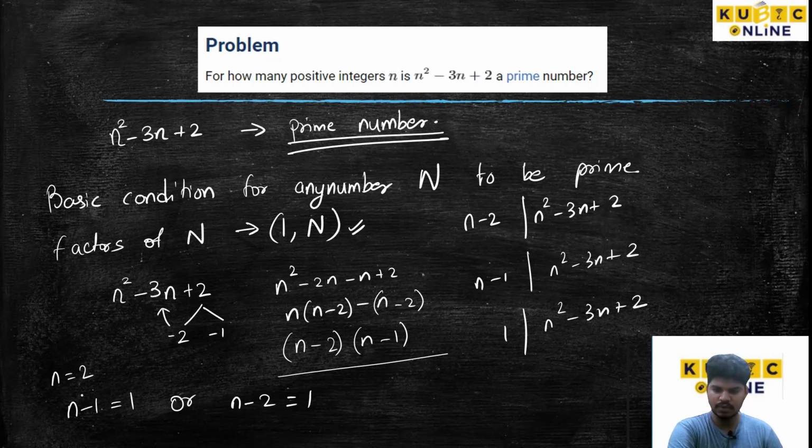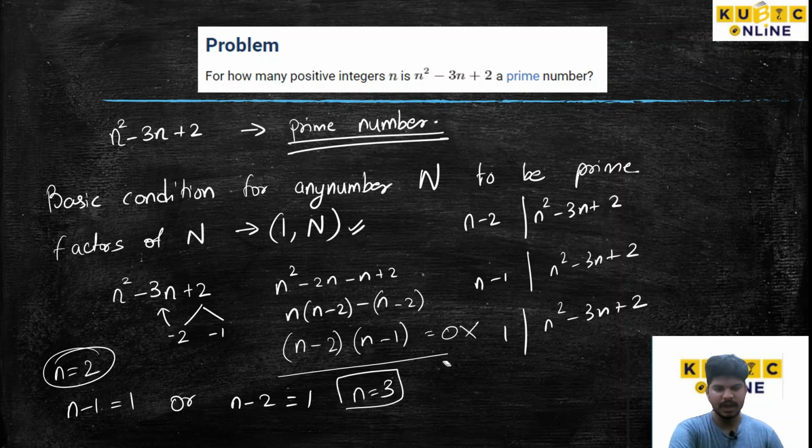n is equal to 2. So n is equal to 2, we get this thing becomes 0, and 0 is not a prime number, so no. And if we make n equal to 3, then what will we get? If n is 3, then n minus 2 will become 1, n minus 1 will become 2. So only factors are 1 and 2. So this thing will become 2, and 2 is a prime number.